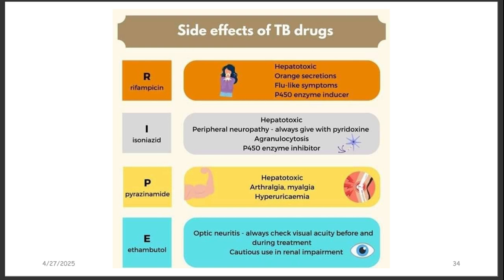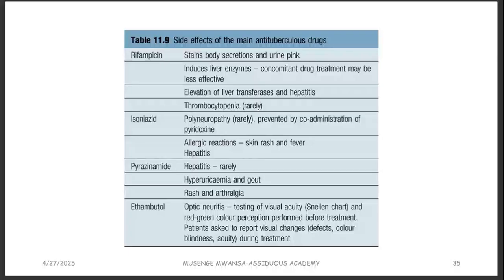But the reason I don't want to give Ethambutol in children less than 5 years is that when they start having this problem with sight, they can't report that they've got a problem with sight. So in such a case they can just go into permanent loss of eyesight. Okay, so that is a problem with that one. So you don't want to give it. Ethambutol causes red-green color blindness and optic neuritis. So there is need for testing of visual acuity using the Snellen chart, and the red-green color perception should also be tested.